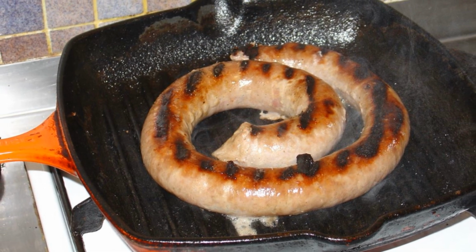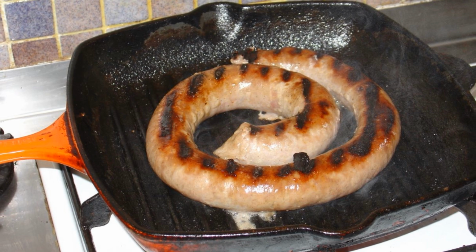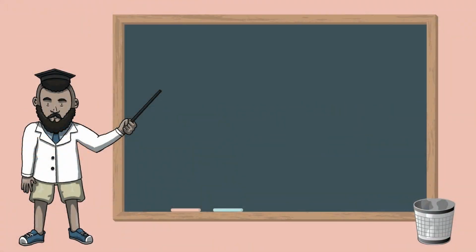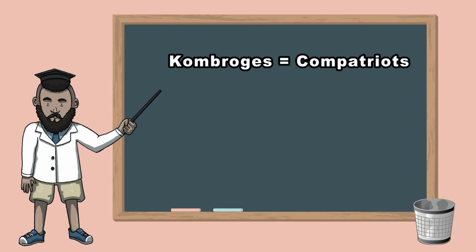You're probably thinking, Nazir, you're just hungry, and yes, I did skip lunch to carry on recording for this video this afternoon, but we're going to turn this into a place name. Both Cumberland and Cumbria have roots in Brittonic as Combroges, which means compatriots. So Cumberland is effectively the land of compatriots.